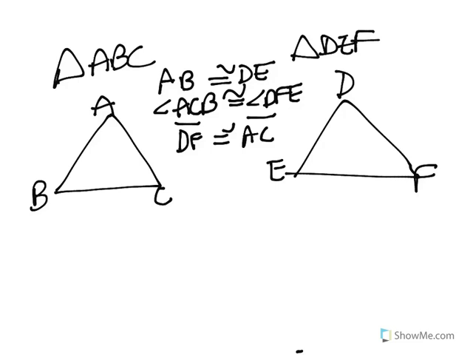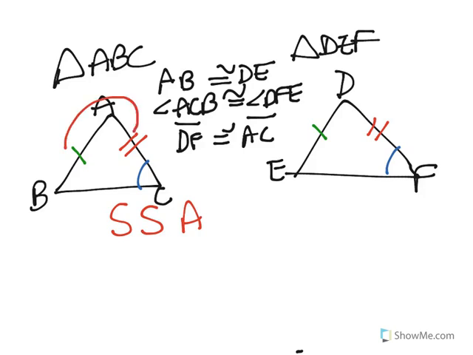Let's see what we can do. AB is congruent with DE, so let's mark that. Angle ACB is congruent with DFE, mark that. And DF is congruent with AC. Do I have enough to declare these two triangles congruent? No, because we have a side, and we have an angle. Always go in order, side, side, angle. Not enough because, bad word, doesn't work.